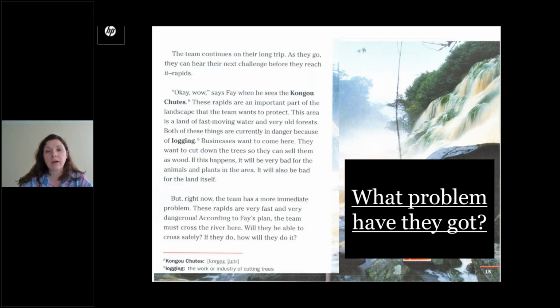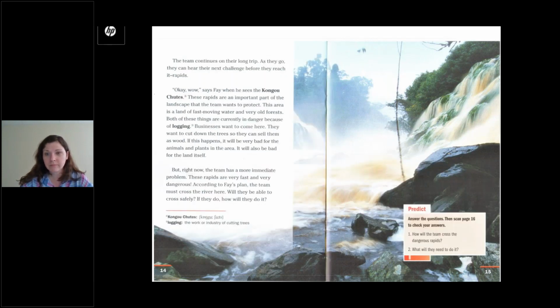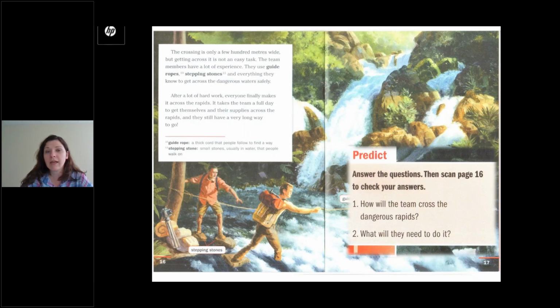So we stop reading, we ask them, and actually the book also helps us. How will the team cross the dangerous rapids? What will they need to do it, right? What are your ideas, right? We ask students to brainstorm, then they turn the page and they find the answers. So let's look and find the answers. You don't need to write me, just for pleasure. Let's see what they do in order to cross this dangerous river.